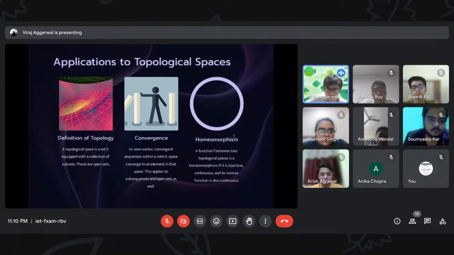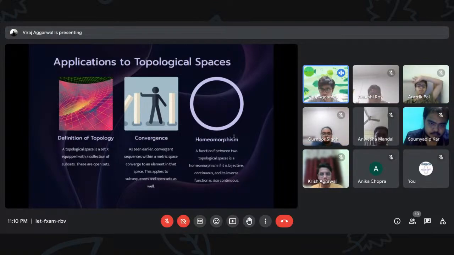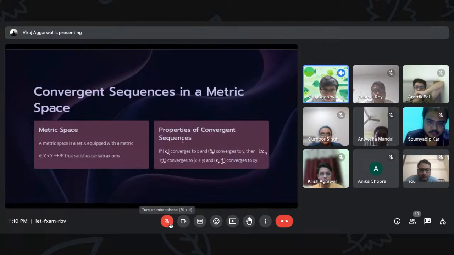These are just some applications to topological spaces. A topological space is equipped with a collection of subsets, and these are all open sets. Convergent sequences converge to an element, and this applies to subsequences and open sets as well. Then there is a function, and also homeomorphism, which is given there. Then convergent sequences in metric space. We all know what a metric space is. I've redefined it over here.